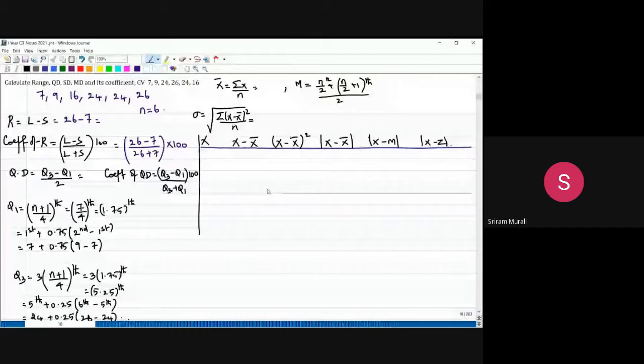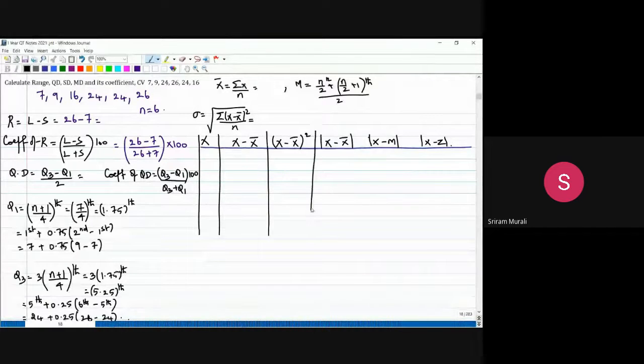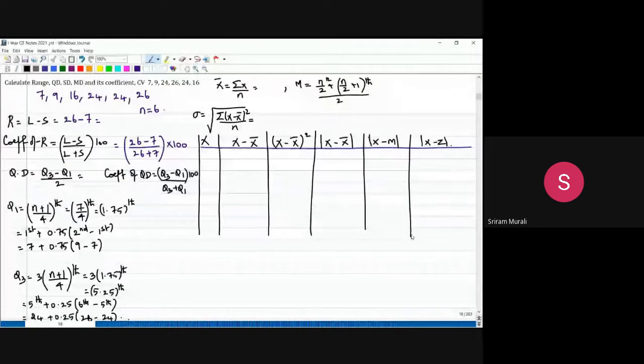Any questions? So substitution is yours, you take care. Calculation is yours, you take care. Now we have to write the data of X. So far we computed range and QD.